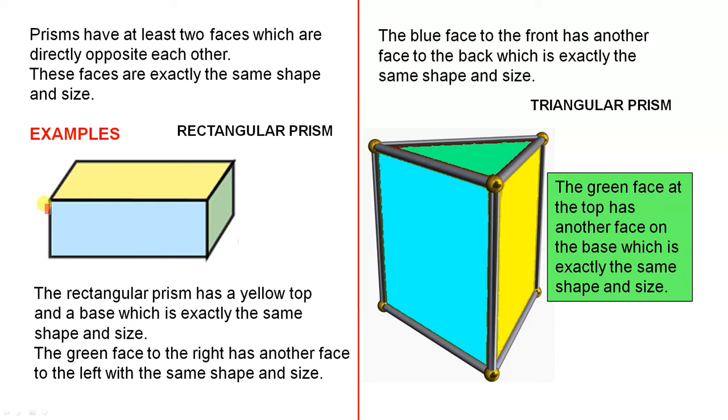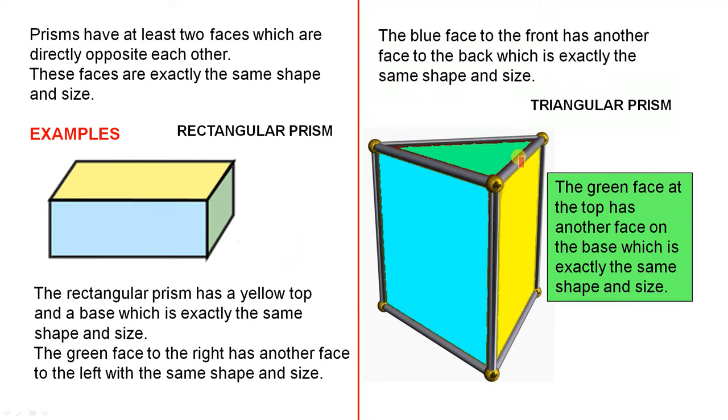The green here and the one on that side are the same. And this blue and the one on the opposite side are the same. So the rectangular prism has a yellow top and a base which is exactly the same shape and size. The green face to the right has another face to the left with the same shape and size. The blue face to the front has another face to the back which is exactly the same shape and size.